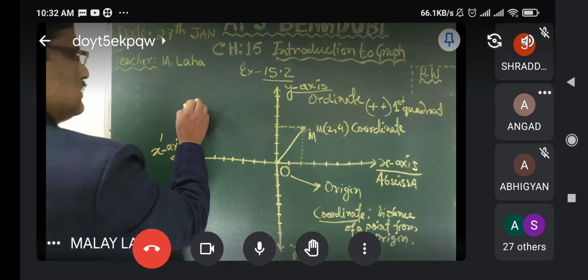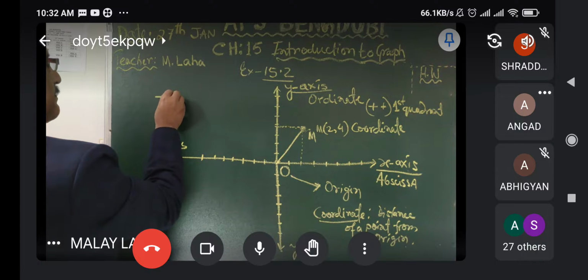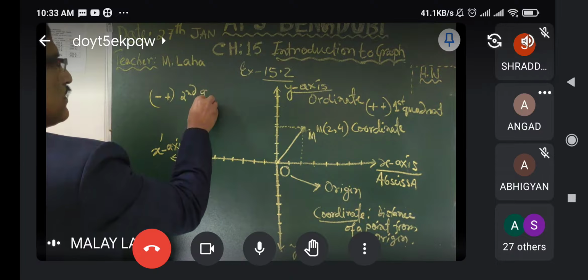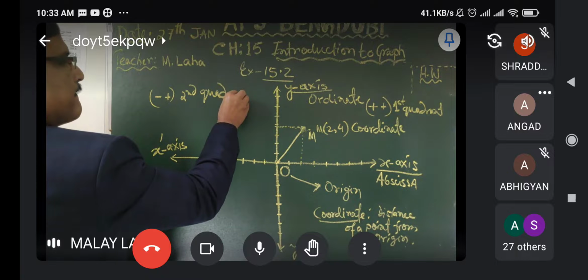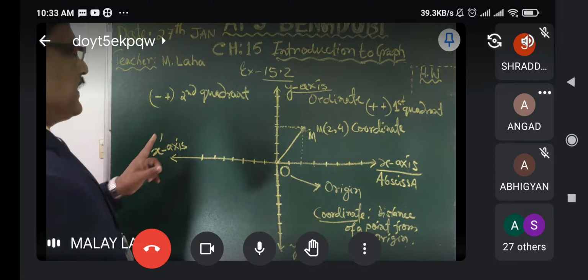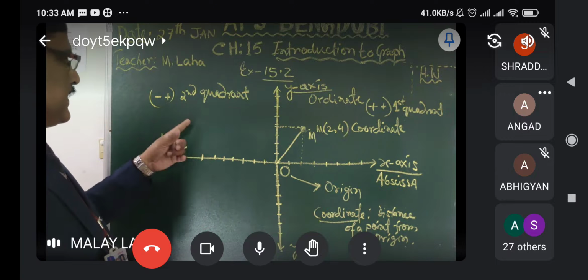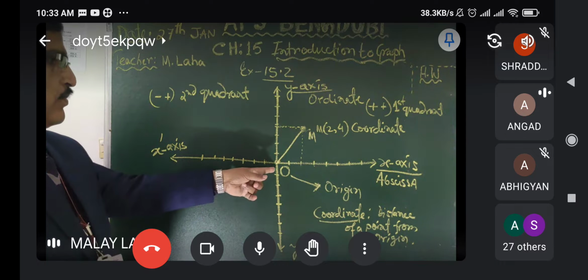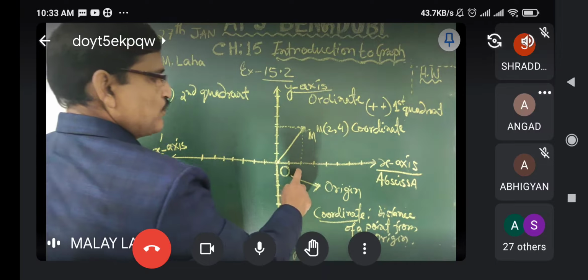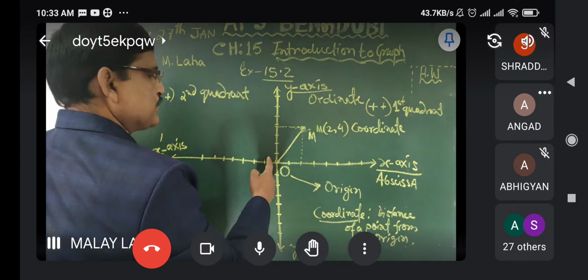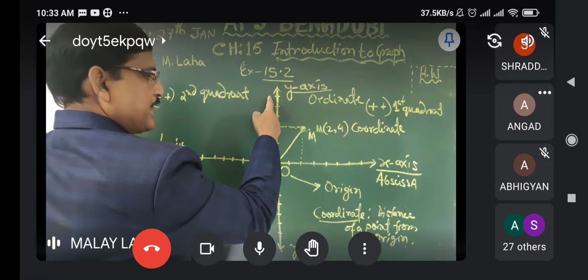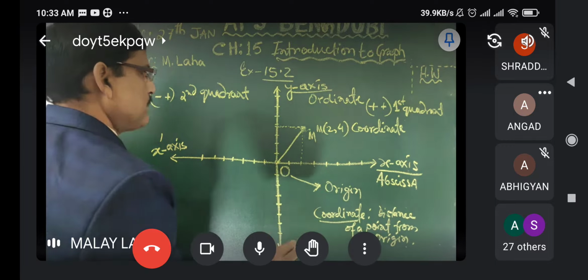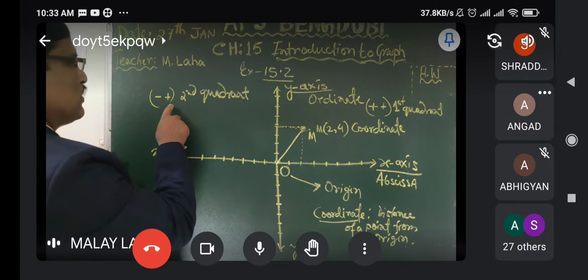And this one is minus plus. This is the second quadrant. Q-U-A-D-R-A-N-T. Second quadrant. Okay? That means x is negative. So if x is negative, we have to move this side. If x is positive, we have to move this side. If y is positive, we have to move in the upward direction. If y is negative, we have to move in the downward direction. Understood my point? So this second quadrant is for negative positive.